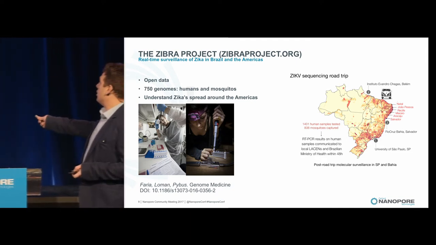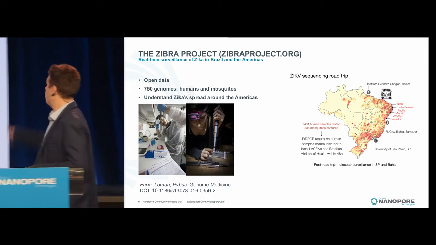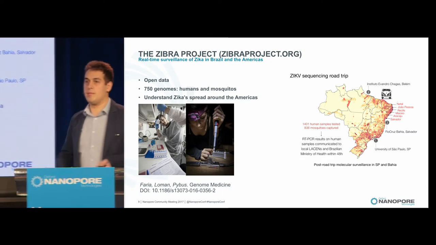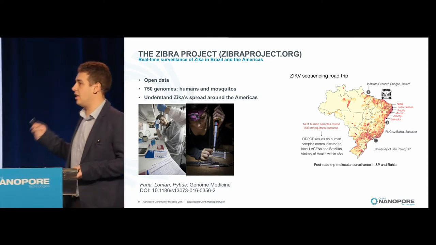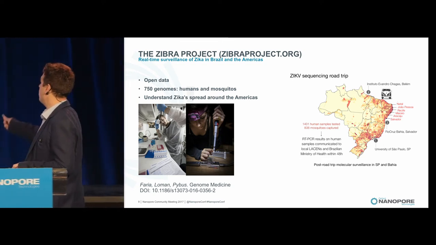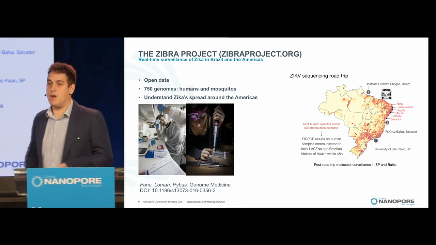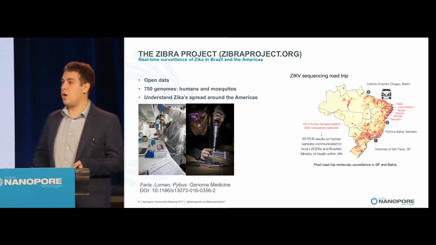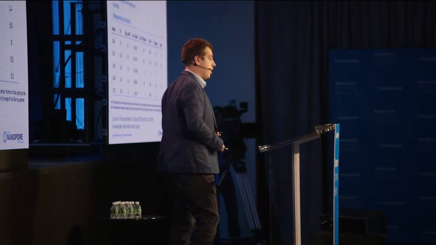So the idea was to start in Natal. This is where you have the most number of cases of microcephaly and the largest populations of Aedes aegypti mosquitoes, drive from Natal down to Salvador, collecting mosquitoes, working with the public health labs, sequencing genomes, and try and understand what's going on in the Americas. And we had the idea we'd do 750 genomes on the trip.